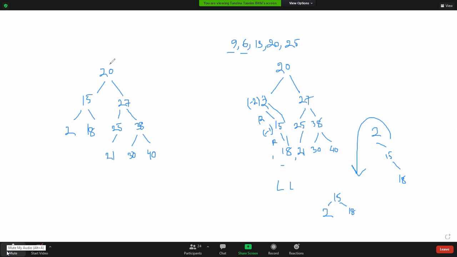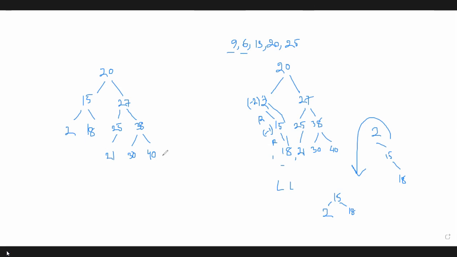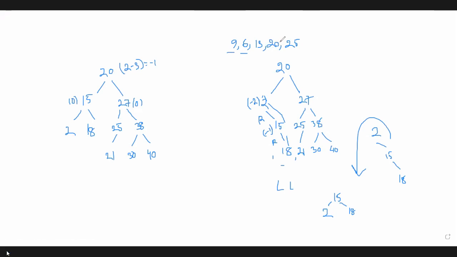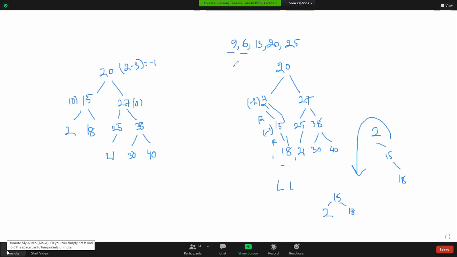Now calculate the balance factor. For 2, 18, 21, 30, 40, the balance factor is 0. For 15, the balance factor is 0. For 27, the heights of the left subtree and right subtree are equal, so its balance factor is 0. For 20, the height of the left subtree is 2, but the height of the right subtree is 3. So 2 minus 3 gives -1. So this is a balanced tree. Now we'll delete the next node, that is 20.